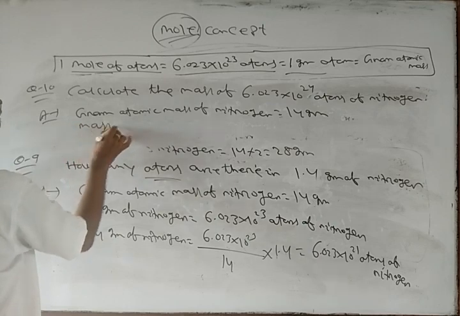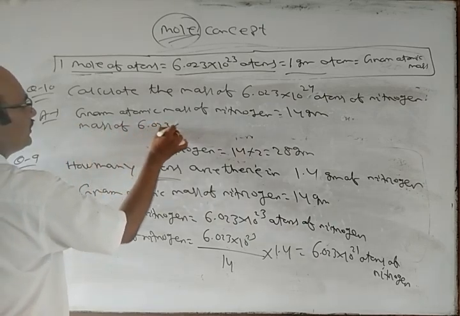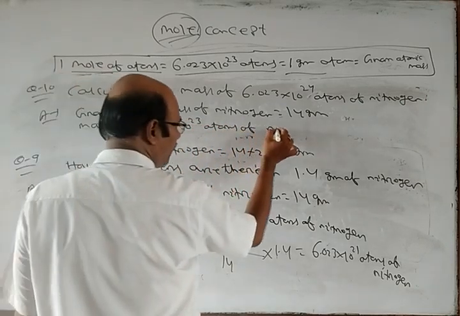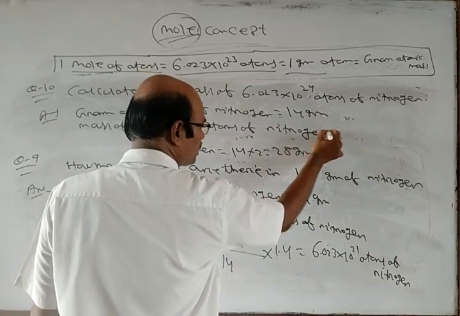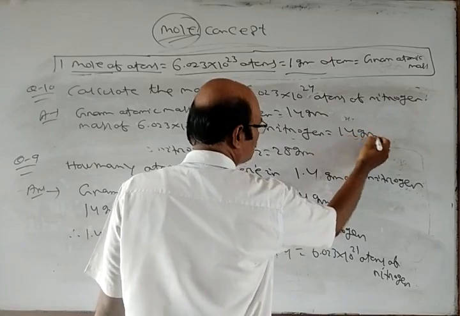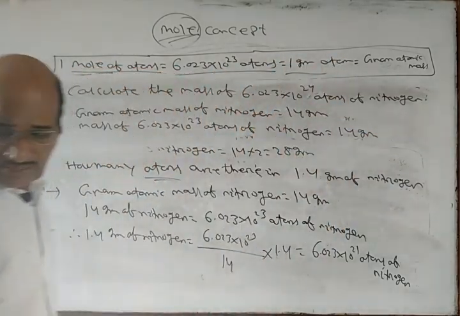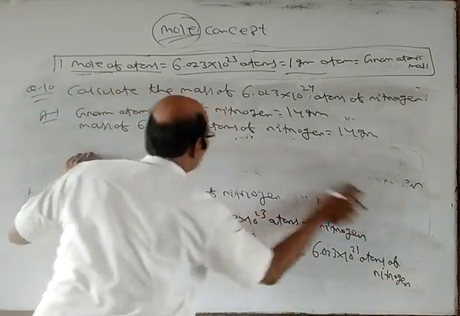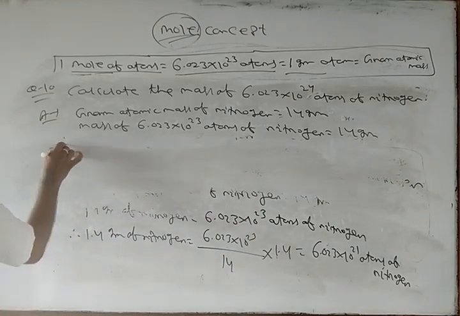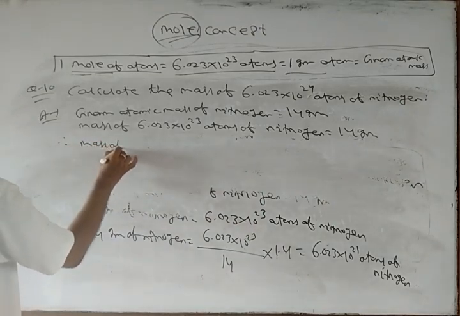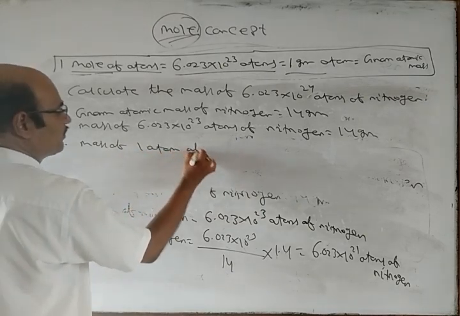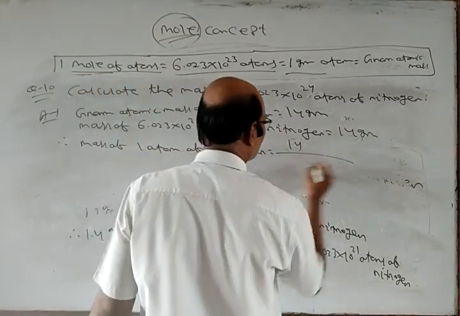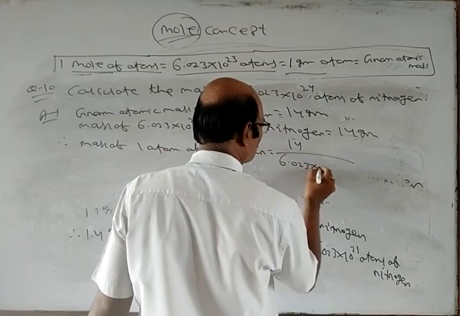Okay. So what I write? Mass of 6.023 into 10 power 23 atoms of nitrogen equal to what? 14 gram. See, this much atom equal to gram mass. So what I write? 6.023 into 10 power 23 atoms of nitrogen equal to what? 14 gram. So therefore, mass of 1 atom of nitrogen equal to what? 14 divided by 6.023 into 10 power 23.